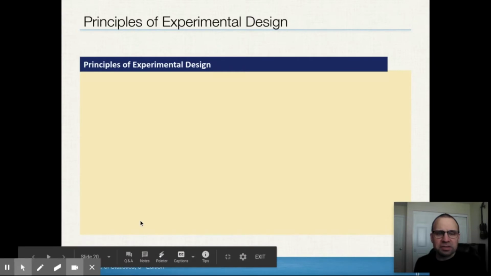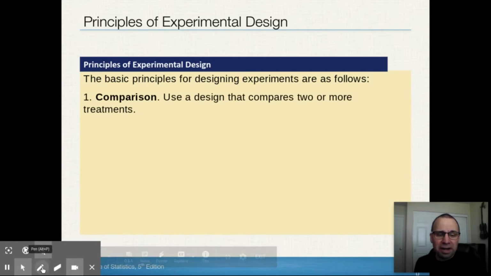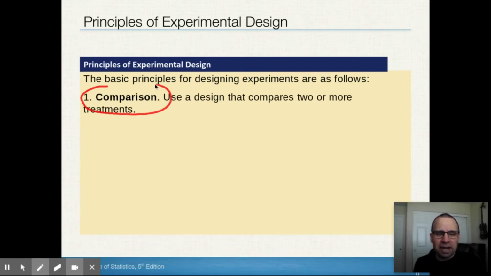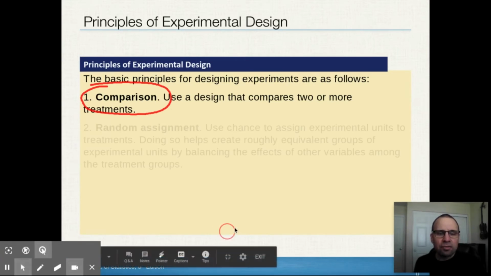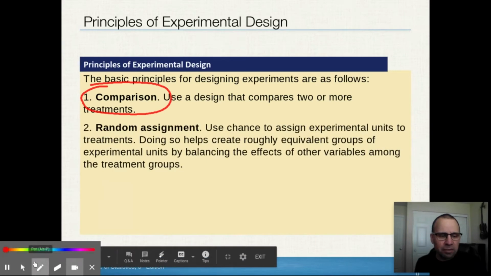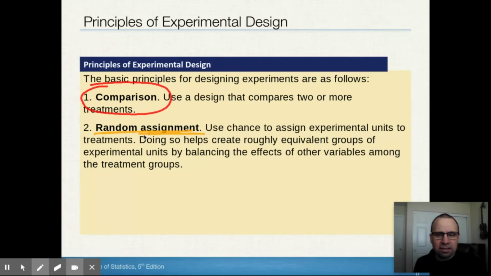Here are the principles of experimental design. The basic principles are: 1, comparison. You need to be comparing at least two groups, two or more treatments. We're trying to see, does this cause this to happen? So you need to have a comparison. How does that happen the best? It's through a random assignment of treatment. There's that word again, a random assignment of treatment. Doing this creates roughly equivalent groups of experimental units. It balances the effects of other variables.